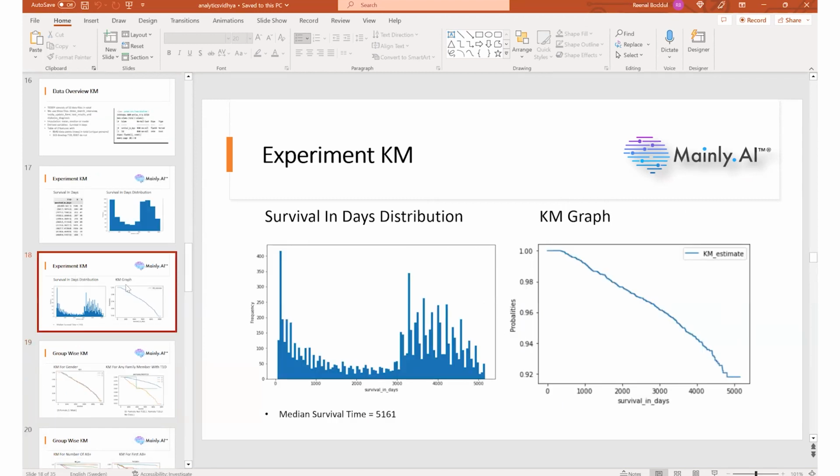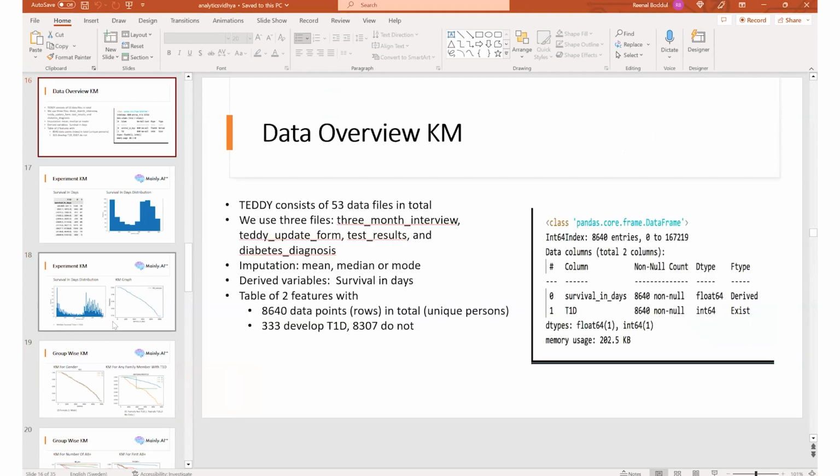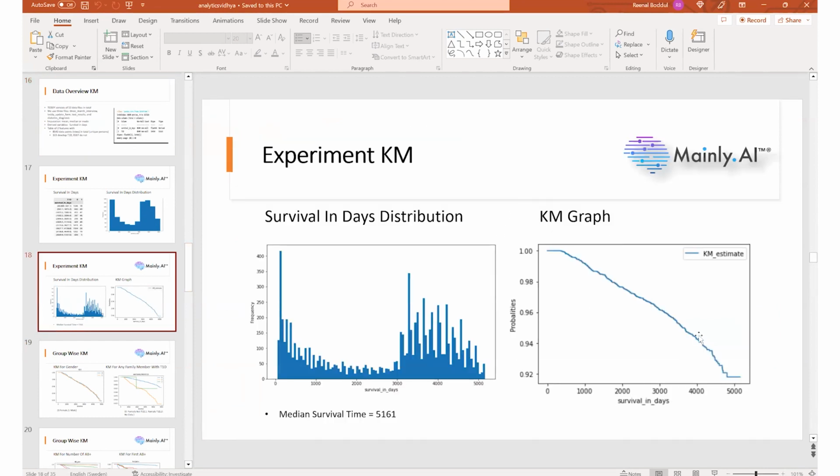So we feed this data to the Kaplan-Meier function, which takes two parameters. One is the survival in days and the other is the event which has happened. When we feed this data, we get this Kaplan-Meier graph and the survival function.